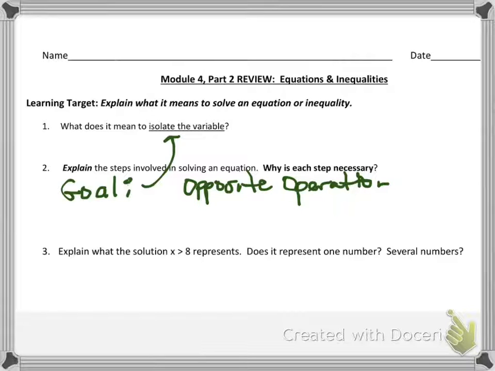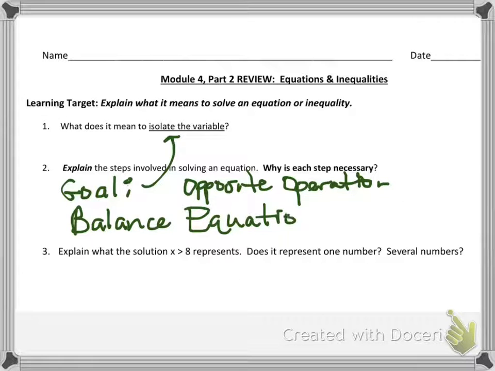If we're trying to get rid of subtraction, we use addition. If we're trying to undo multiplication, we use division. And if we're trying to undo division, we use multiplication. And then lastly, you have to balance the equation. So that's the last thing. Whatever you do to one side, you have to do to the other side. So those are all the steps necessary.